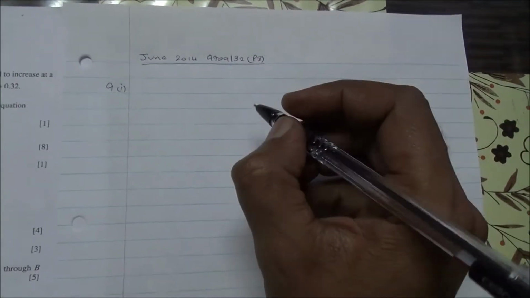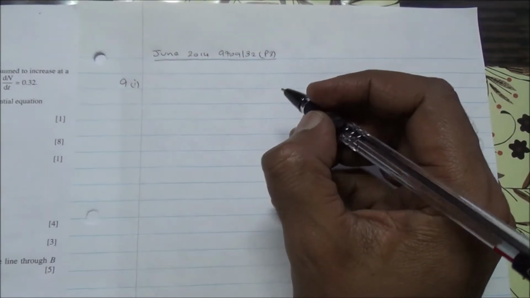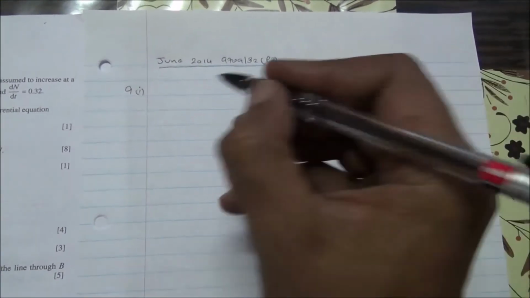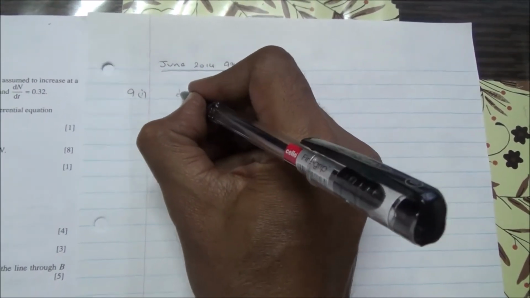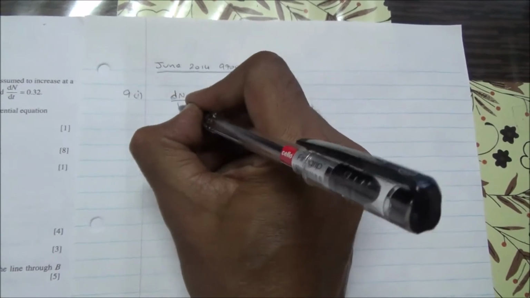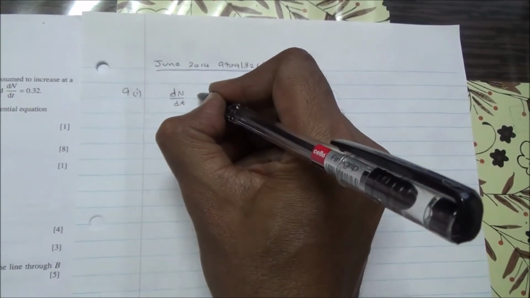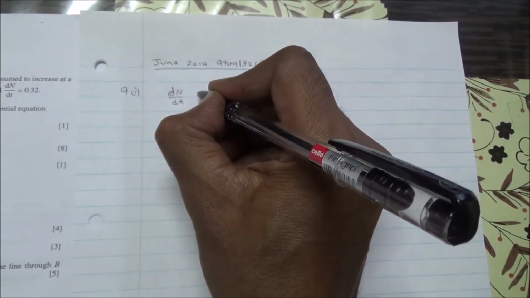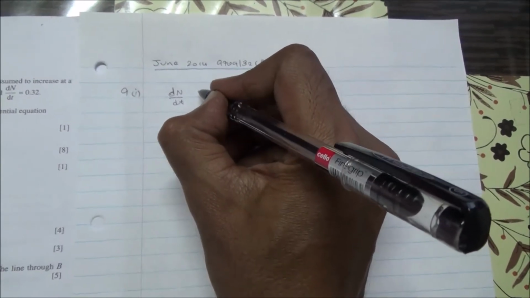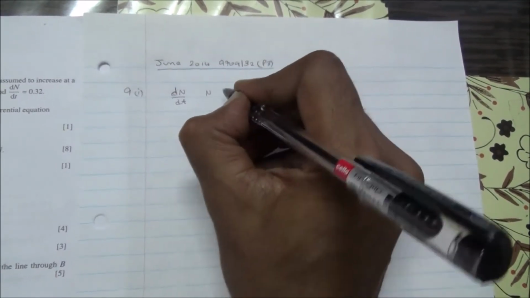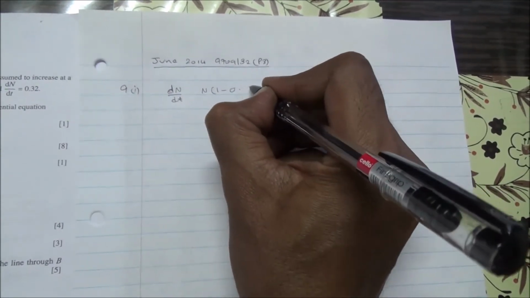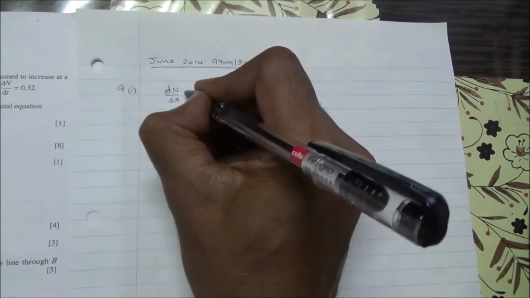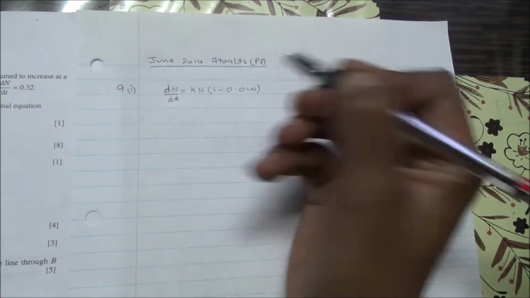Okay, for the first part, let us move on. Now we are told that n increases at a rate proportional to the product of n times 1 minus 0.01n. So dn with respect to time, dn over dt, is directly proportional to n times 1 minus 0.01n. That means we're going to have to put a constant k there.